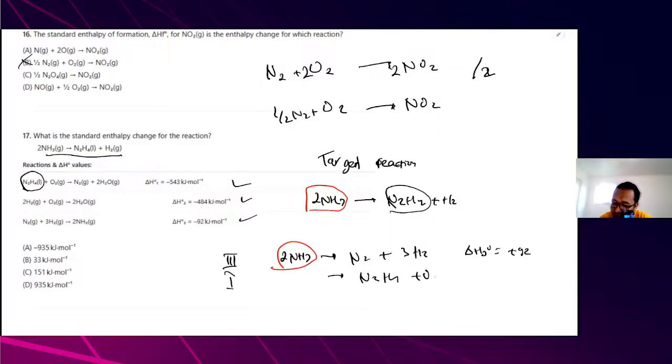N2H4 plus O2, and then over here N2 plus 2H2O. So put it over here and then we have 543. Then how about the second one?